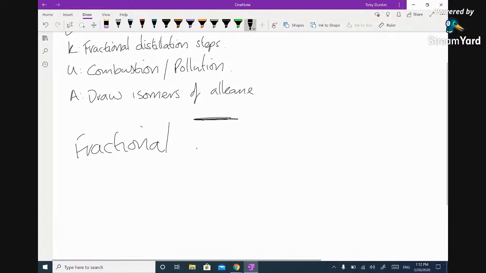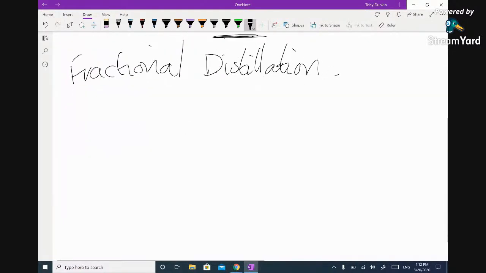So fractional distillation, and we're going to be giving our steps, and we know these, of course, from GCSE, so I'm not going to waste your time.